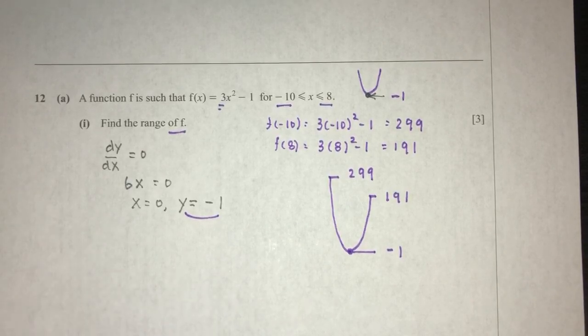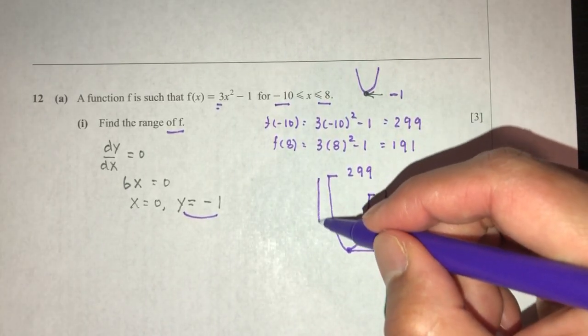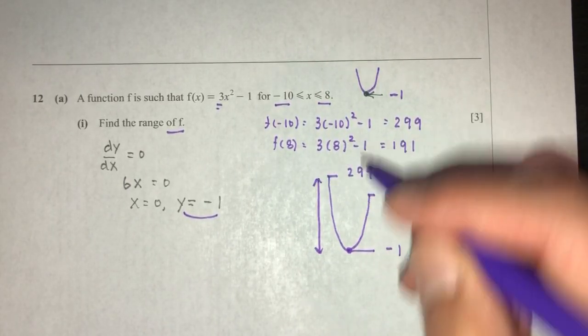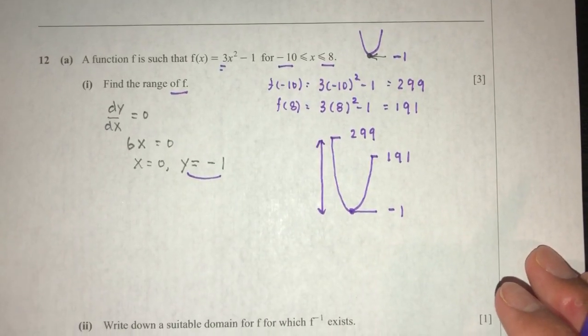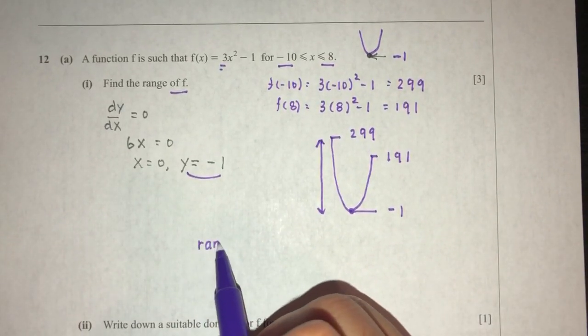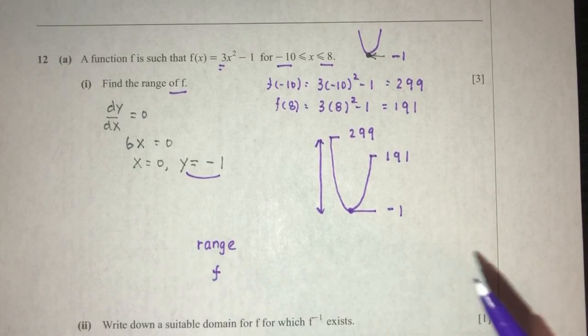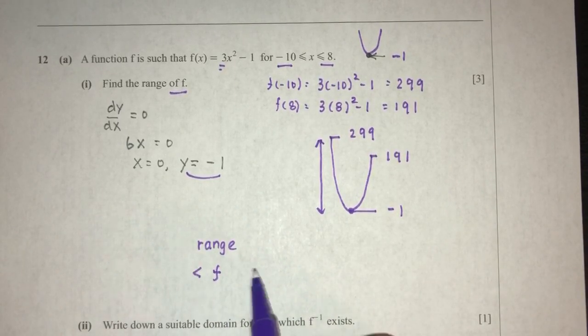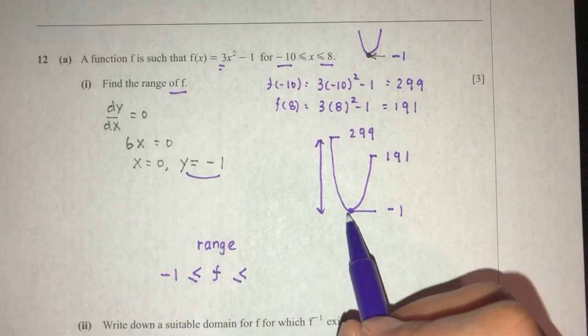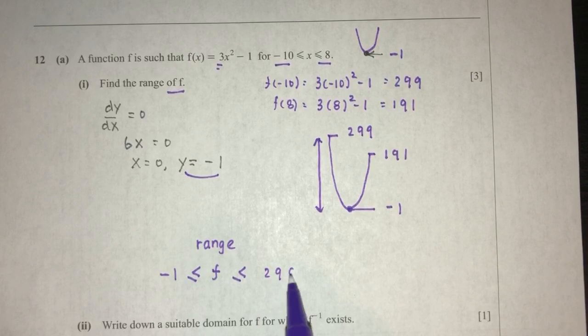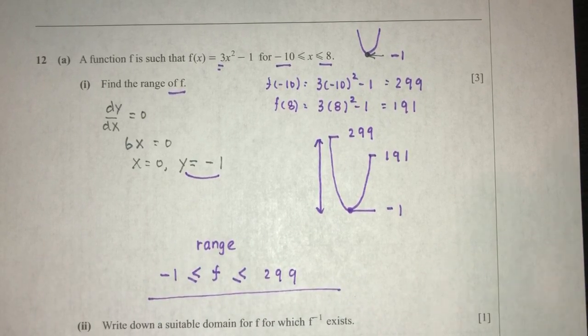So the range is the y values. We are looking at this length. Okay, so basically you can write the range, or you can just write y or f of x or f. It is between the values of minus 1 and the max value is 299. That is your answer for part 1.